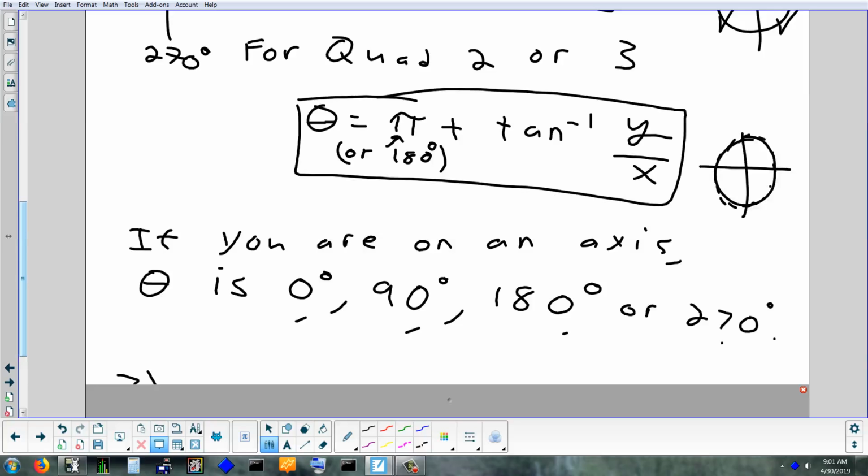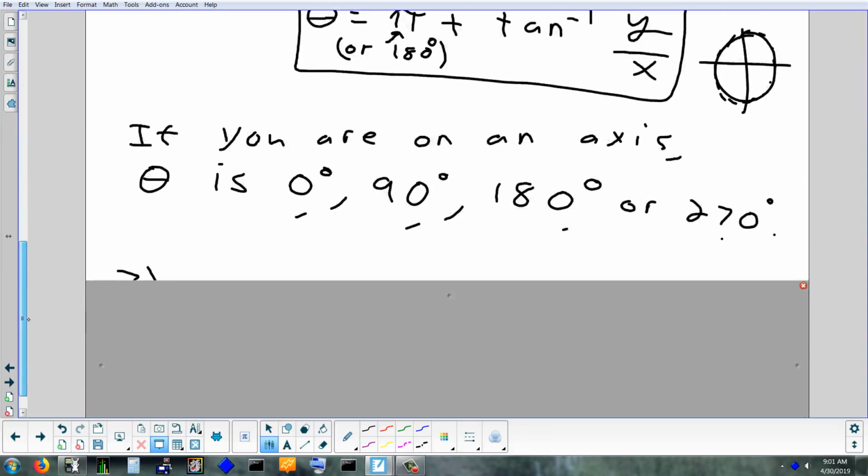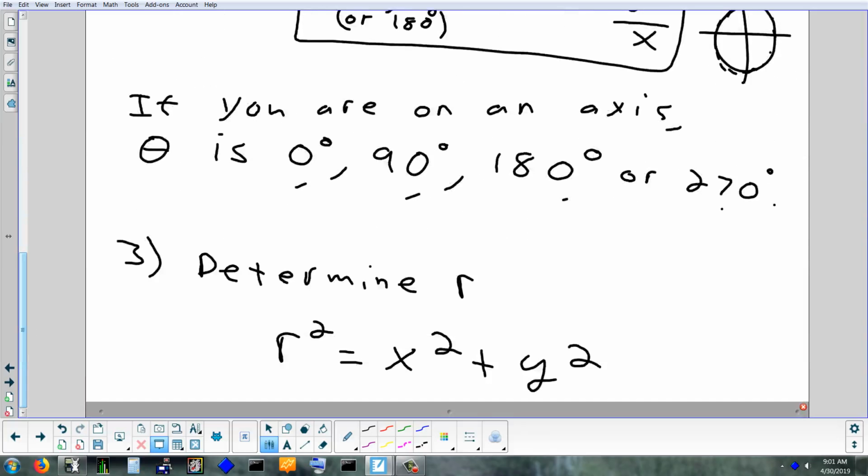Okay? All right. So any questions on that? So you've got the formulas if you're in a quadrant, right there, and that's what you do if you're on an axis. Okay. So that's your angle, and that's how you find your radius.